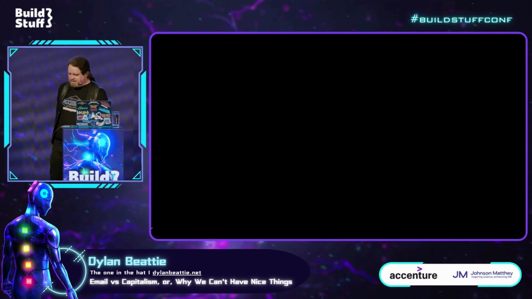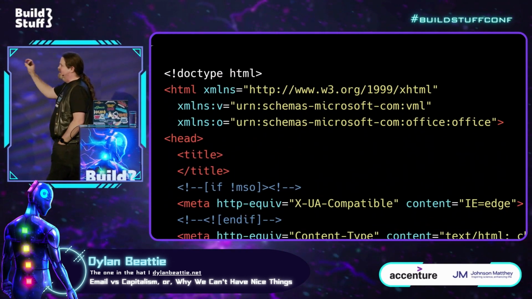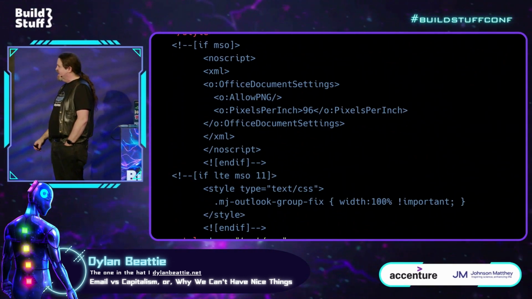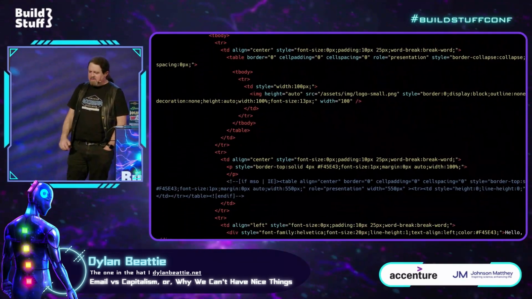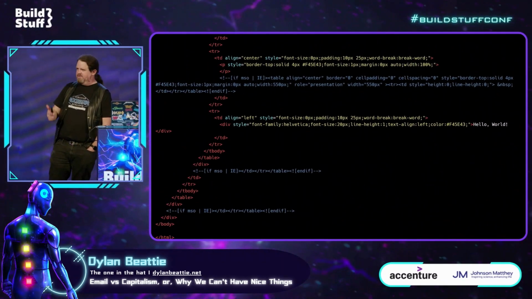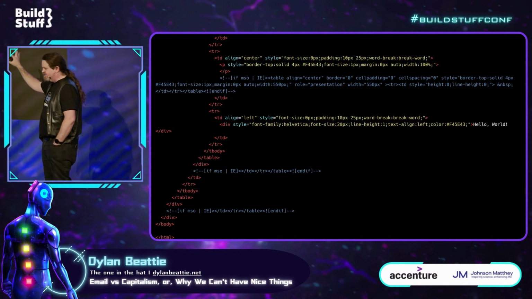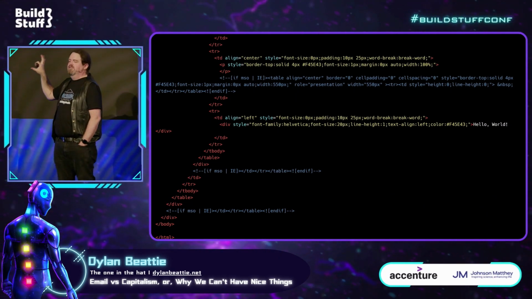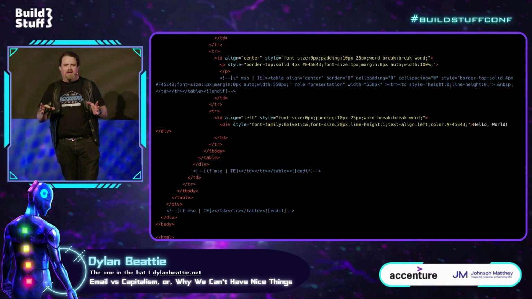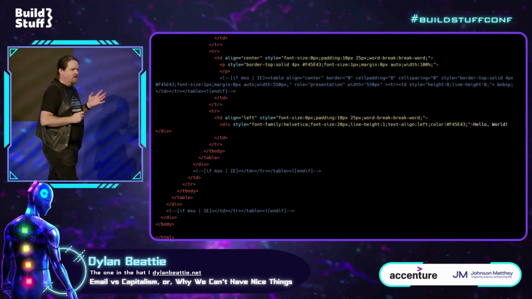Then you run this through the compiler, and what it does is it turns it into email-flavored HTML, which is just horrible because it's full of tables inside tables with Microsoft Outlook comments and inline styles and all this kind of stuff, because this is the state of the art when it comes to rendering HTML email on client devices.